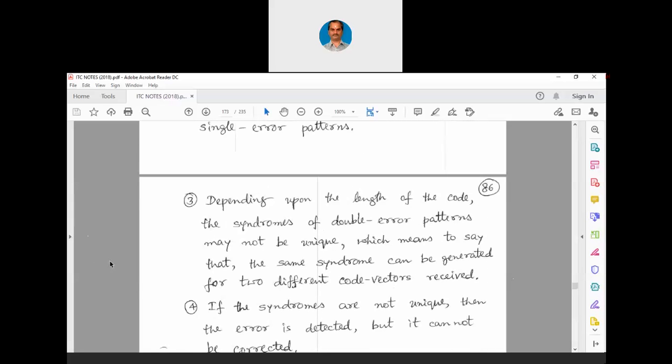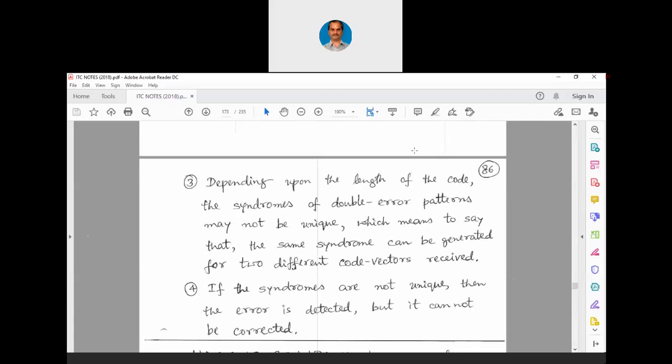Now the third property is, depending upon the length of the code, the syndromes of double error patterns may not be unique. Look at this. Depending upon the length of the code, the syndromes of the double error patterns may not be unique, which means that the same syndrome can be generated for different code vectors received. That is the complication we will have. That is when we can have error detectability more, but error correctability lesser.